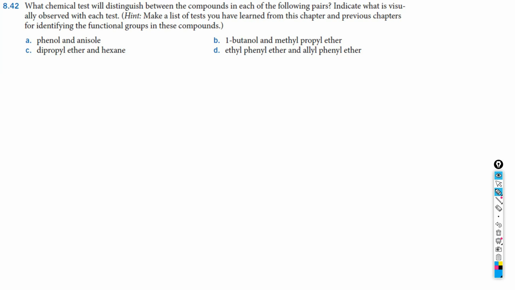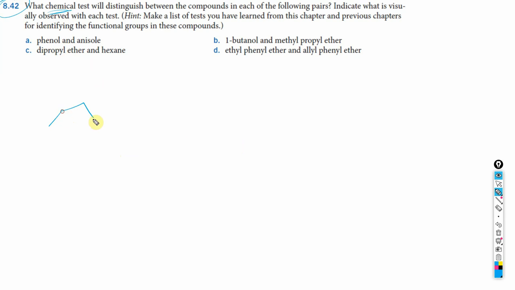So this is an interesting problem where they ask you to use your knowledge about the reactions of organic molecules that we have seen in this chapter to find out what kind of visual test you can use to distinguish compounds from one another that are given in pairs here. The first is phenol and anisole.